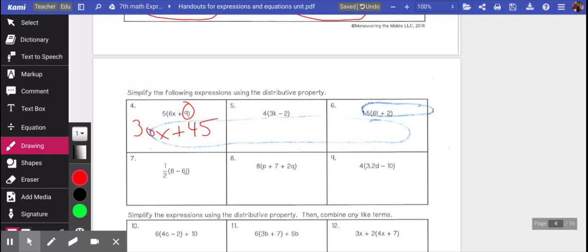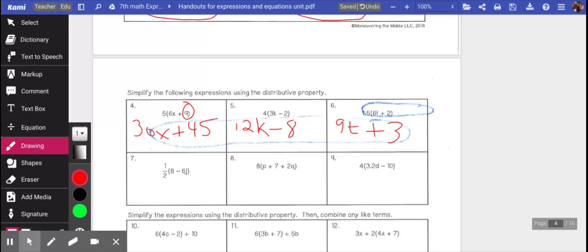So 4 times 3 is 12x, or 12k. And then 4 times negative 2 is a negative 8. And then you write it like that. 1.5 times 6t, and you may use your calculator, is 9t. 1.5 times a positive 2 is plus 3.